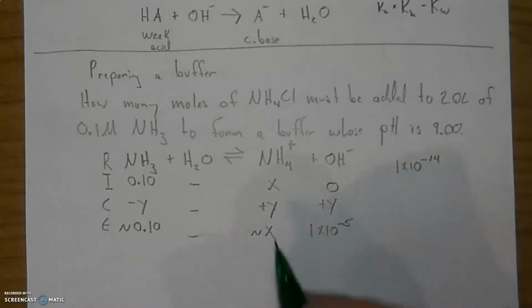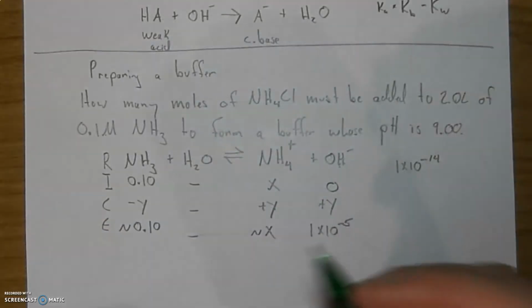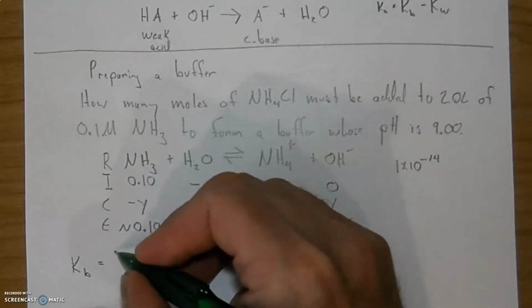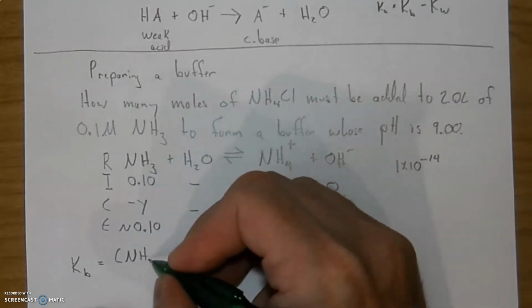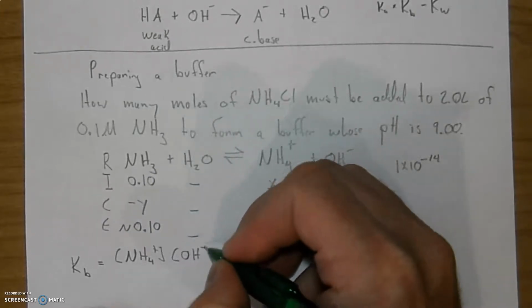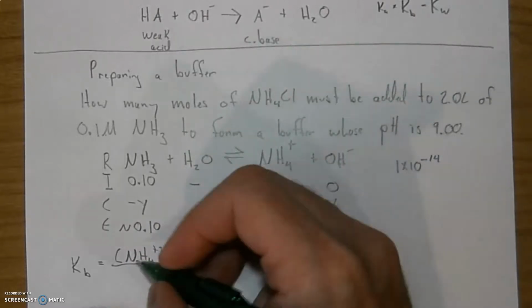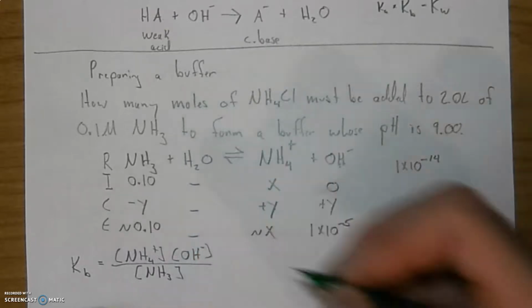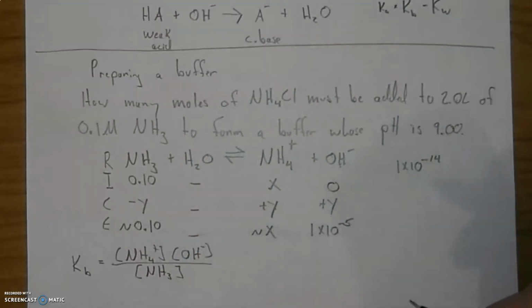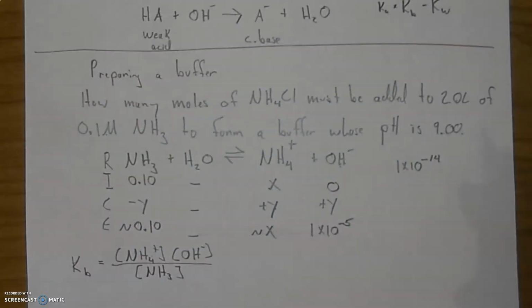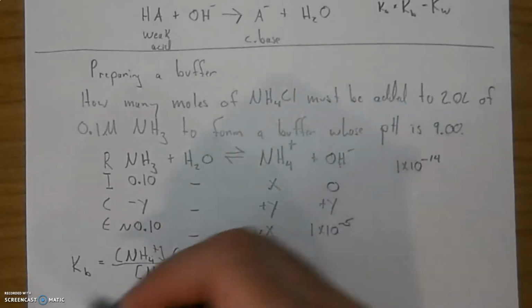The last thing is I'm going to rearrange this equation and solve for, well, I'll just show it here really quick. Kb is equal to NH4 plus times OH minus over NH3. So that's our equation, but really what we're trying to figure out here is how much NH4 do I need? That's the question up here. So I'll rearrange this a little bit and solve for the NH4 plus.